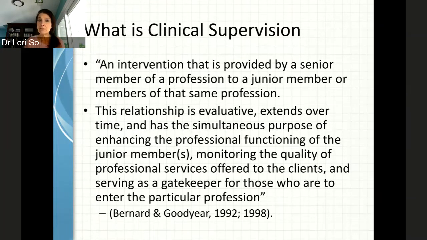So let me just talk a little bit about what clinical supervision is, which is what the focus of this particular session is going to be about. Clinical supervision is an intervention that is provided by a senior member of a profession, in ours, that would be counseling, to a junior member or members of that same profession. The relationship is, for starters, even though this doesn't say it, a relationship. It is important to ground everything in the fact that it is a relationship. It is also evaluative, it extends over time, and it has the simultaneous purpose of enhancing the professional functioning of the junior member or members, monitoring the quality of professional services offered to clients, and serving as a gatekeeper for those who are entering a particular profession.